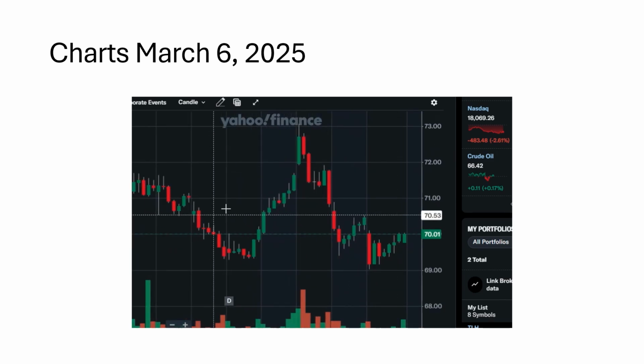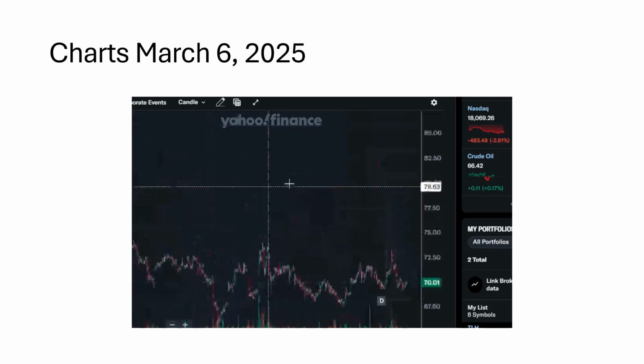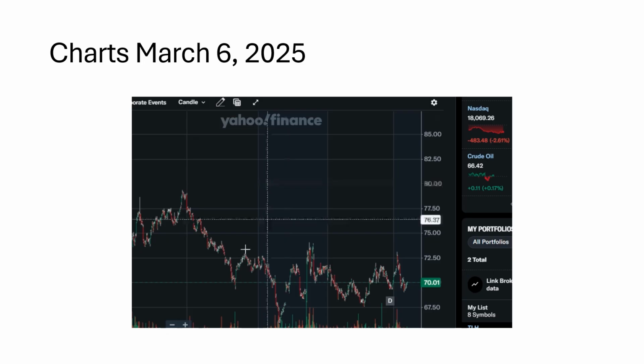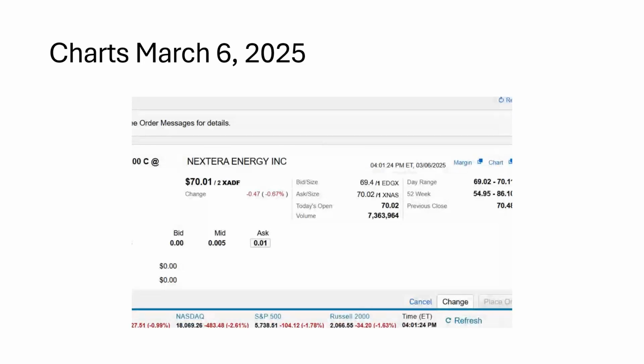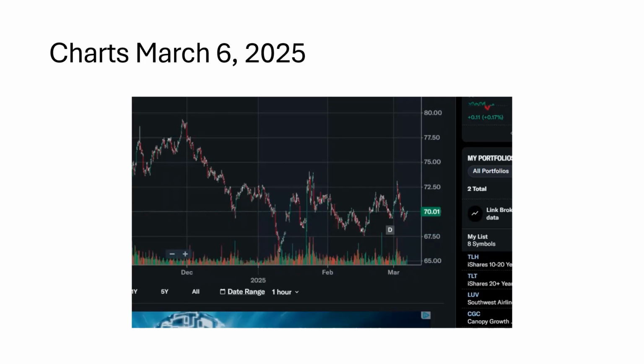Let's see if I can take it out a couple months for you guys and see what it is saying. Yeah, so NextEra has traded as much as $80 over the past couple weeks to couple months. Let me see if I can stretch it out a little more here. But like I said, momentum is a factor that you need to understand. Like the stock isn't going to just do a V-shaped reversal, is it?